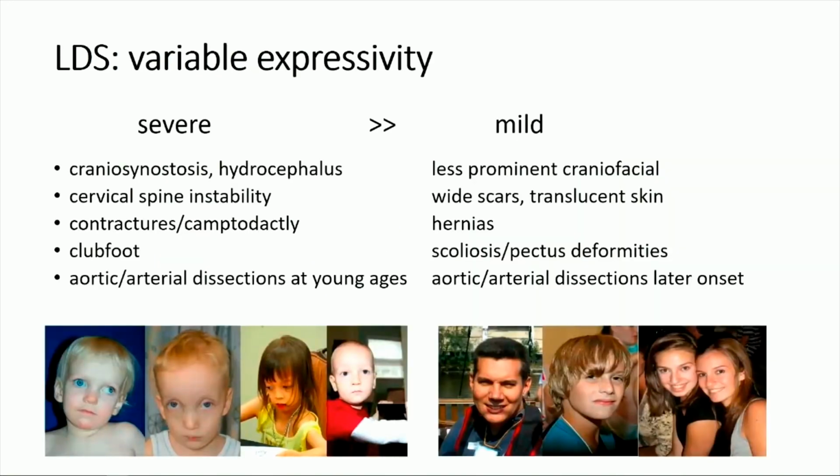So we talked about kind of those kiddos presenting on the severe end of the spectrum, including the much more severe craniofacial and skeletal features. But on the milder end, we can see, again, less prominent craniofacial features. They do tend to present with the cutaneous features of wide scars, translucent skin, many hernias, milder scoliosis and pectus deformities, and perhaps not as young onset of aortic or arterial dissections.